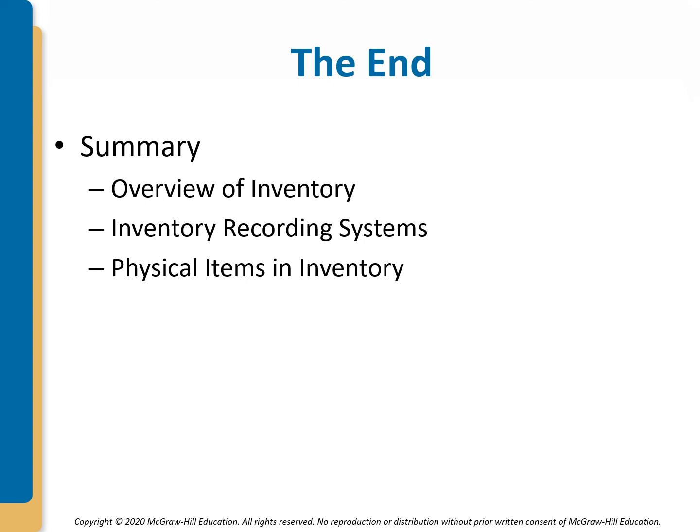Now, finally, we also talked about physical items in inventory. Physical items of inventory, not the cost of inventory, but physical items. What items do you count as part of inventory? What items are included in inventory for a firm? Now, we talked about the fact that the items the company has a hold of is part of inventory, of course. Items on consignment is part of inventory.